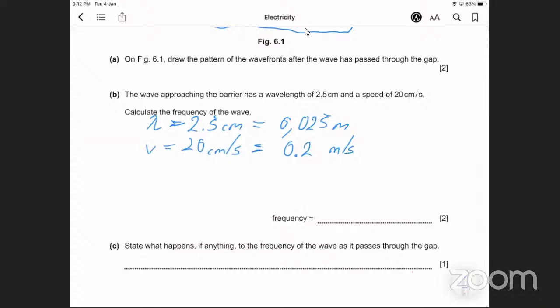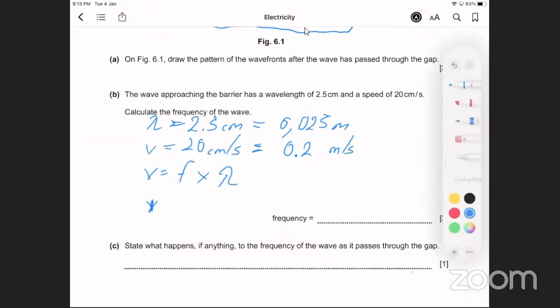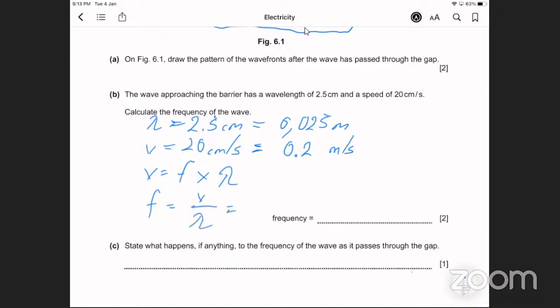So we now have our wavelength in meters, we have our speed in meters per second. We now apply the wave equation, frequency times lambda. So your frequency would be equals to what? My frequency is 0.2 divided by 0.025. Simply divide the speed by the wavelength.